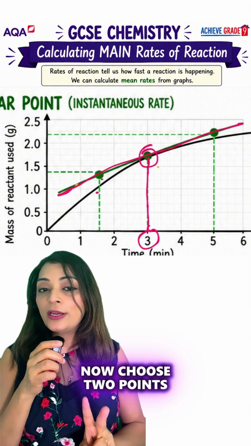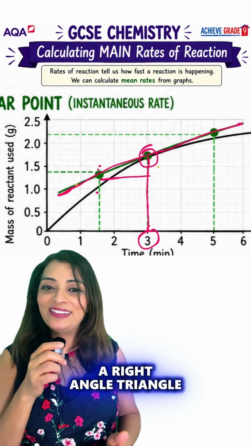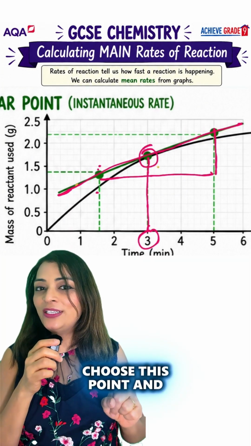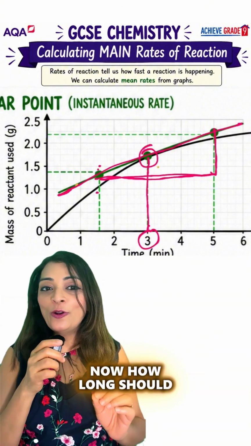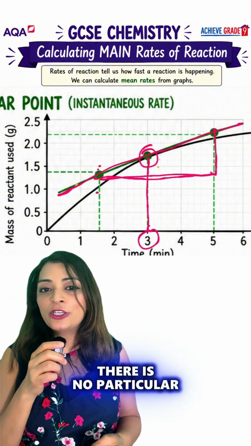Now choose 2 points where you can draw a right angle triangle. For example, I might choose this point and this point. Now, how long should the triangle be? There is no particular rule for that.